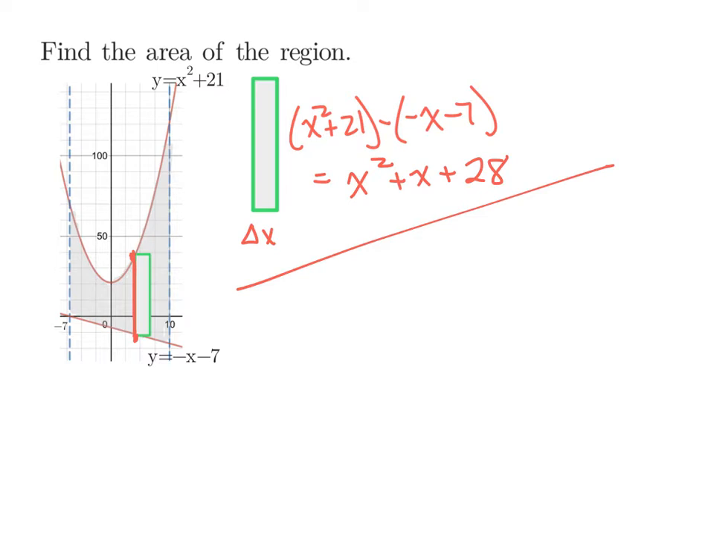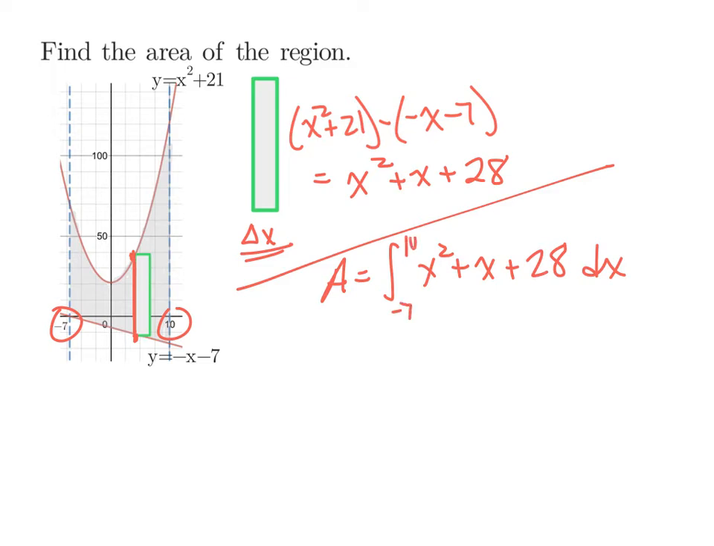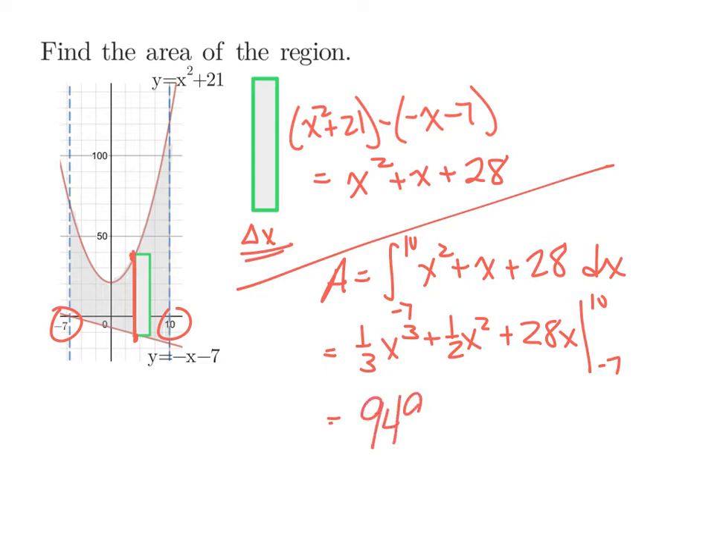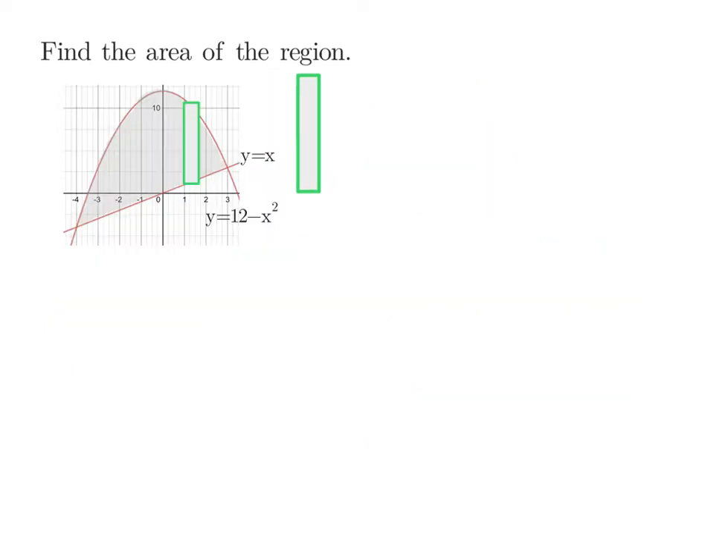Now, this gives us everything we need to set up our definite integral. To find our exact area, it's going to be the integral of that height, x squared plus x plus 28. The delta x is our dx, and our limits of integration are going to be the ends of our interval from -7 to 10. Now you would just evaluate the integral. 1/3 x cubed plus 1/2 x squared plus 28x evaluated from -7 to 10. And if you do that, which you should try on your own, make sure that you get 949 1/6.